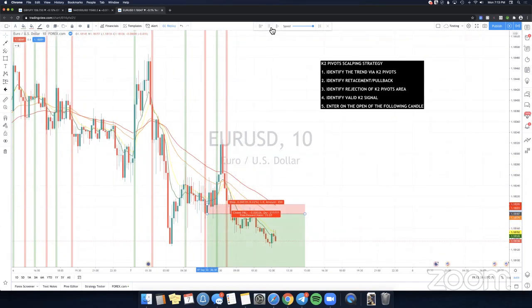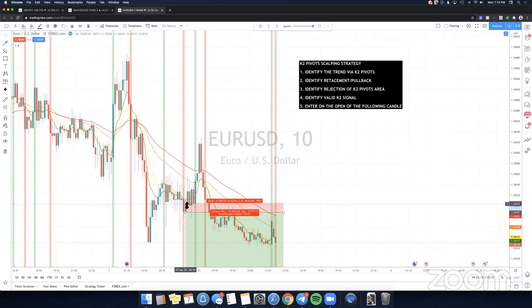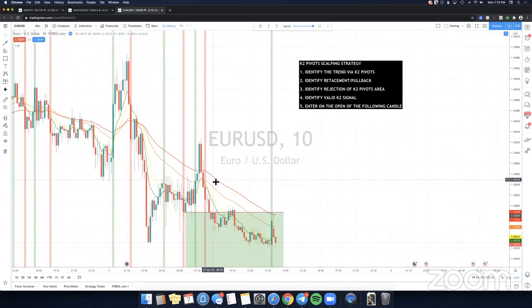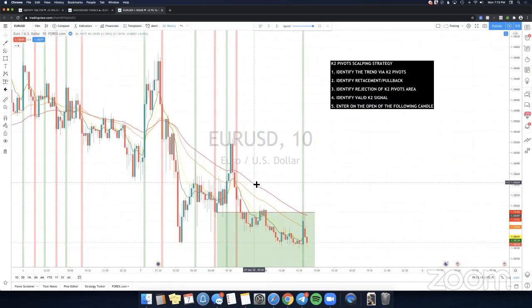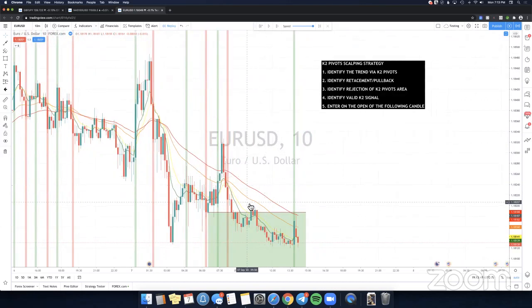You have to think of it as a game of patience. A lot of people don't see the bigger picture, and they move their stop loss too close or too early, and then they end up getting stopped out.